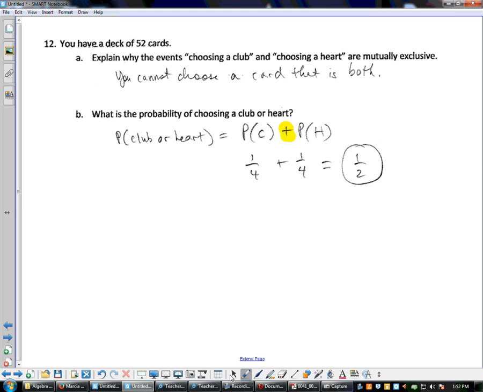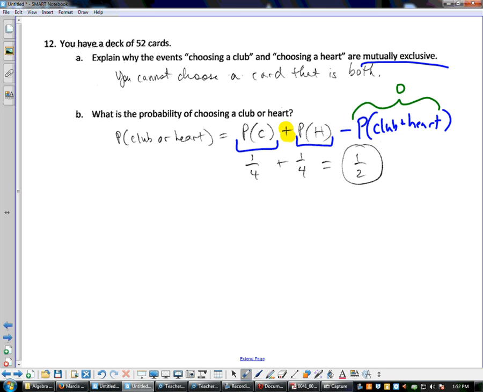And don't forget that we could say the probability of choosing a club or a heart is the probability of choosing a club plus the probability of choosing a heart minus the probability of choosing a club and a heart. But remember, we said that they're mutually exclusive. That means the probability of choosing a club and a heart is really just equal to 0. So we end up getting the probability of choosing a club.